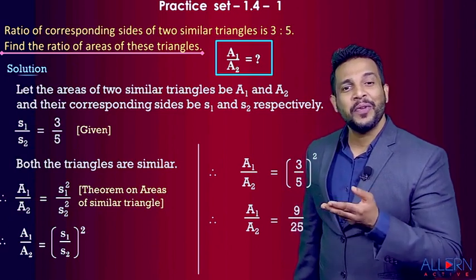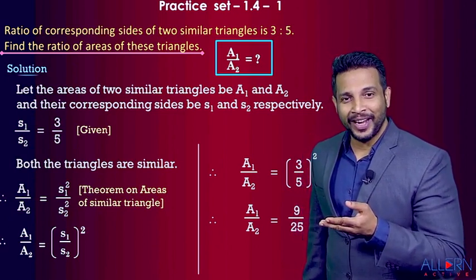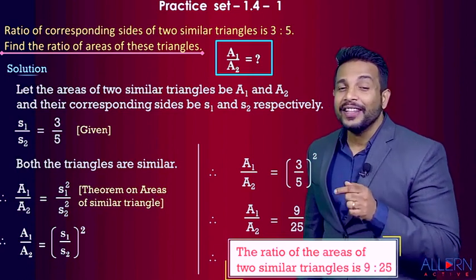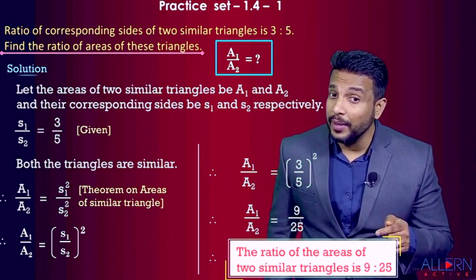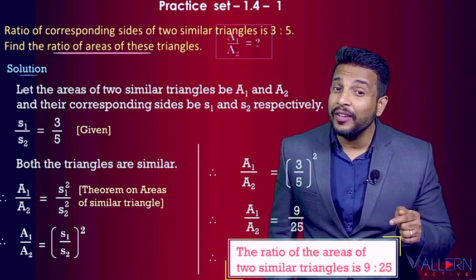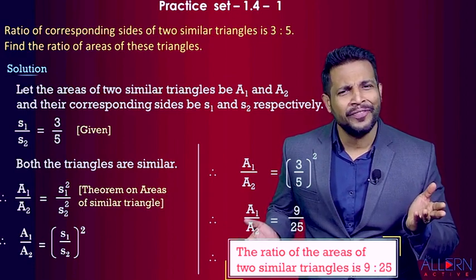That means now we got the ratio of the areas of the two triangles. We can see the final answer there. The ratio of the areas of two similar triangles is 9:25, and we got the answer. Was that easy? Very easy, right?